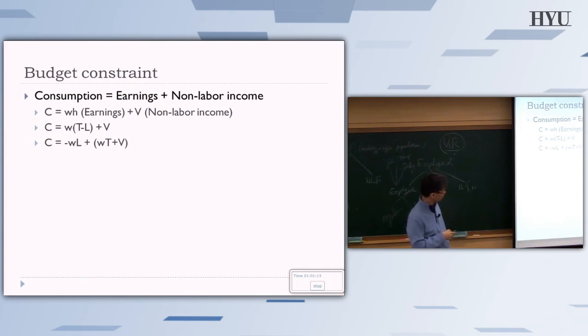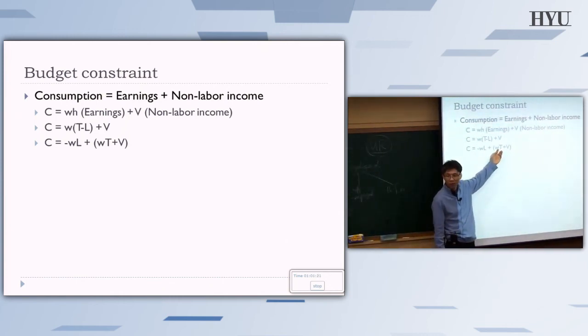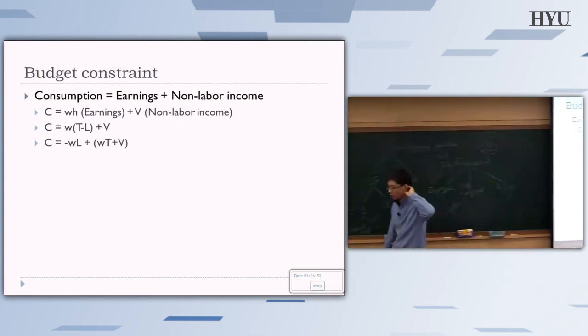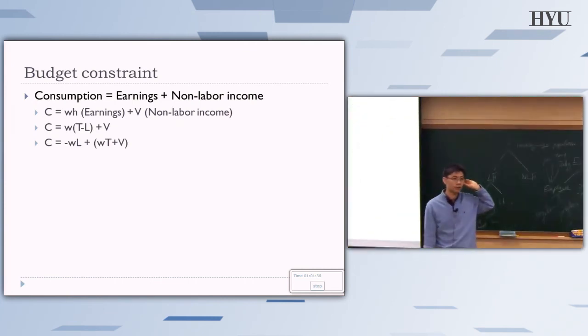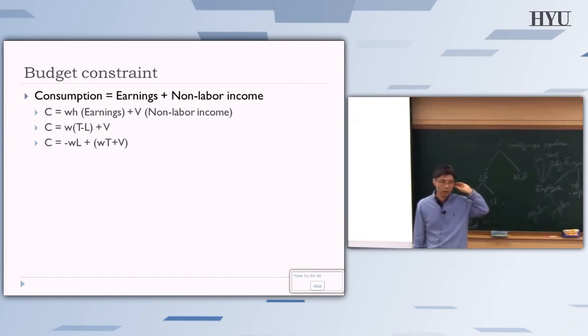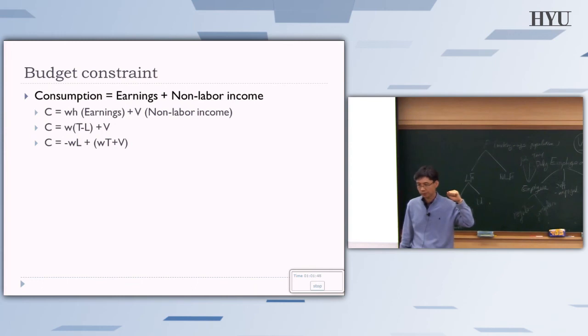Look at WT plus V. What is WT plus V? WT is what the person would get if working all the time, right? So WT plus V we call the potential full income. If this person gets the income to the maximum, that's WT plus V.